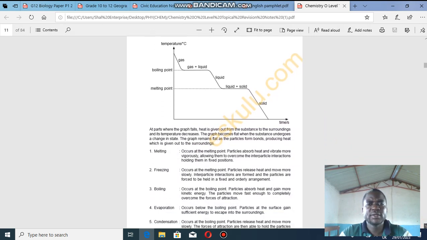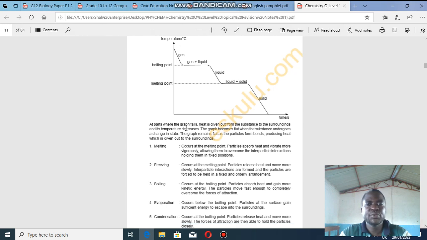So we look at this now. As usual, we have horizontal lines as well there. This is the melting point. So the explanation for this: at parts where the graph falls, heat is given out from the substance to the surrounding. Giving out of heat from a substance to the surrounding is an exothermic type of reaction. So its temperature decreases because it's losing heat.